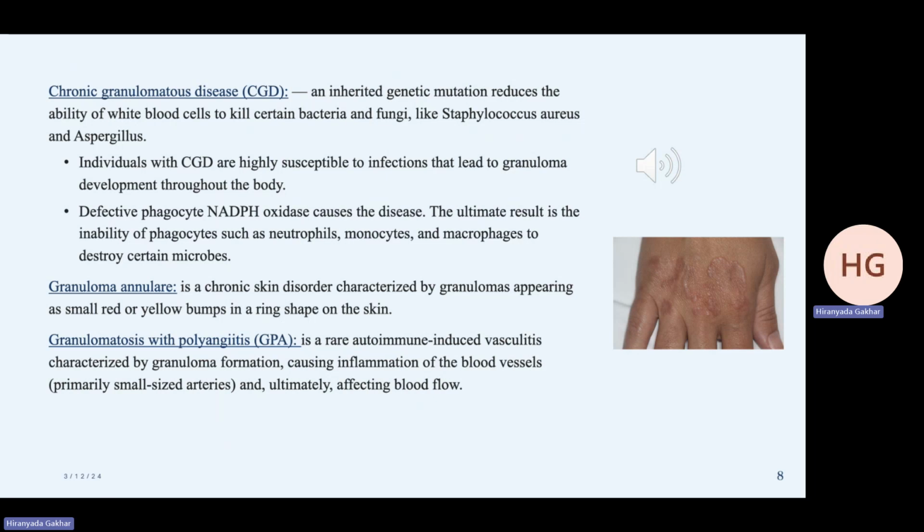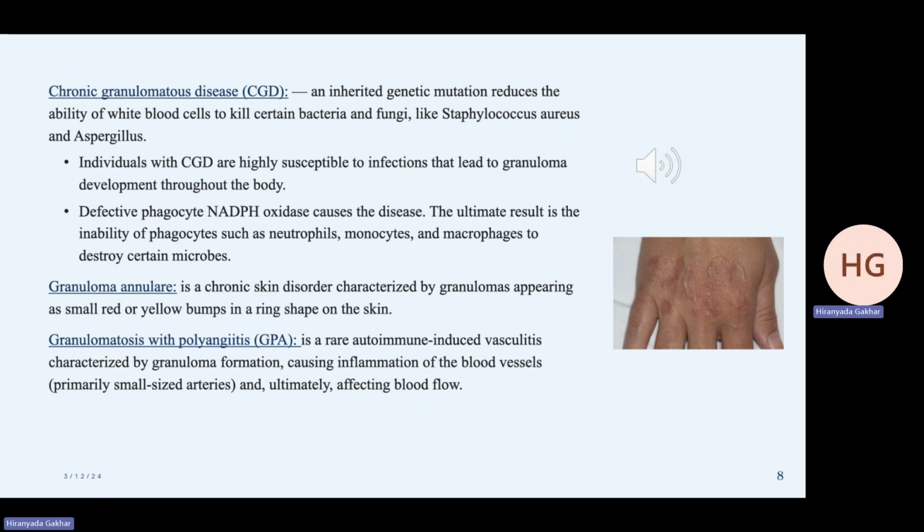The second one is granuloma annulare. It is a chronic skin disorder, as you can see in the picture here, and it is characterized by granulomas appearing on the skin. They can vary from being small and red to yellow bumps like that of a ring.